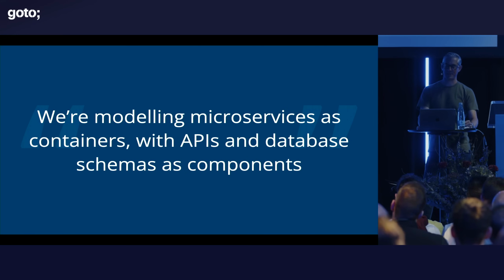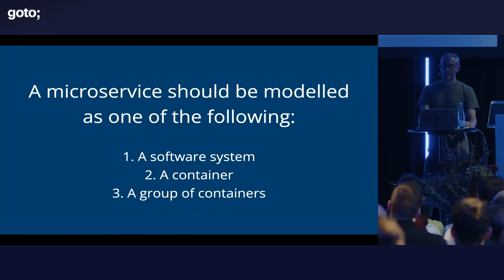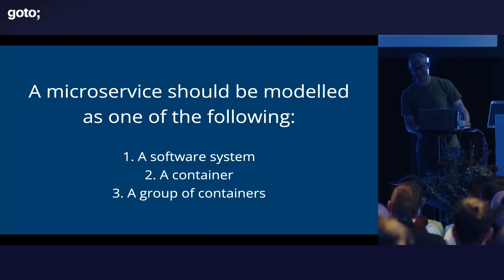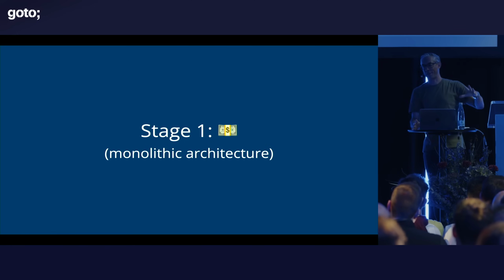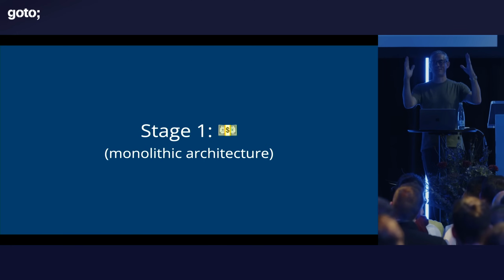So how do you model microservices? You have some options, unfortunately. So a microservice should be modeled as either a software system, a container, or a grouping of containers. Now I'm going to take you through a little scenario so we can see all of these things in action. So let's imagine we work for a small startup. We have 2 or 3 developers. We're all one team. We want to build a system, and we're going to build version 1 as a monolith.